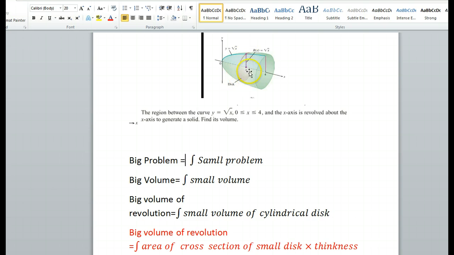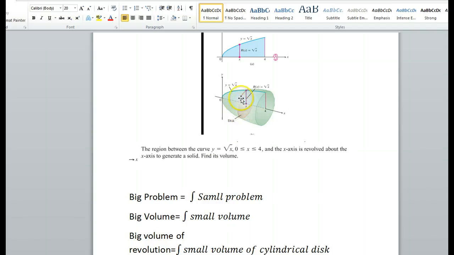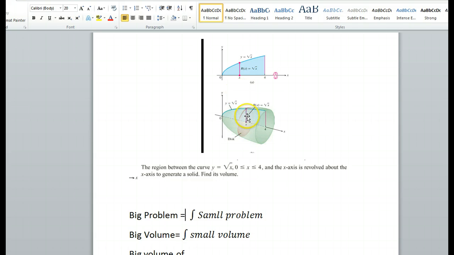But in our case, the cross-sectional area is a circle. Can you see that? So it's easy to find the area of a circle. So in our case, it's the area of the circular cross-section times the thickness. What is the area of this circle? Well, the area of a circle is pi r squared. R is the radius, but what is r in this case? Isn't r the radius which originates from this curve? So it's basically this height, right? R would be this height of the original curve.